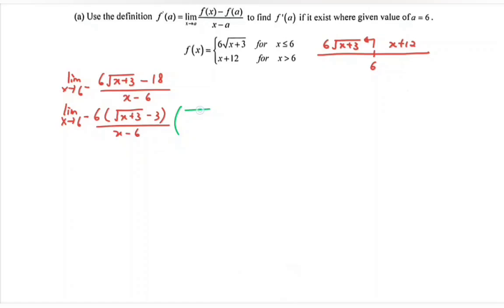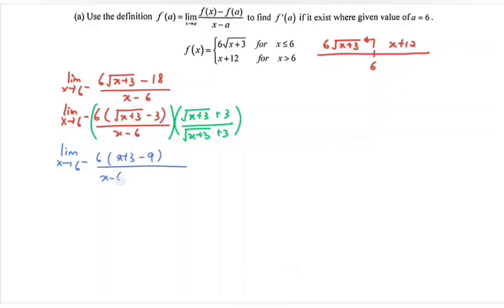Multiply by the conjugate, square root of x plus 3 plus 3 over square root of x plus 3 plus 3. If we expand, we have the limit as x approaches 6 from the left of 6 bracket, making use of the formula, x plus 3 minus 9 over x minus 6, multiplied with square root of x plus 3 plus 3. So the limit as x approaches 6 from the left of 6 bracket x minus 6 over x minus 6 bracket, square root of x plus 3 plus 3.